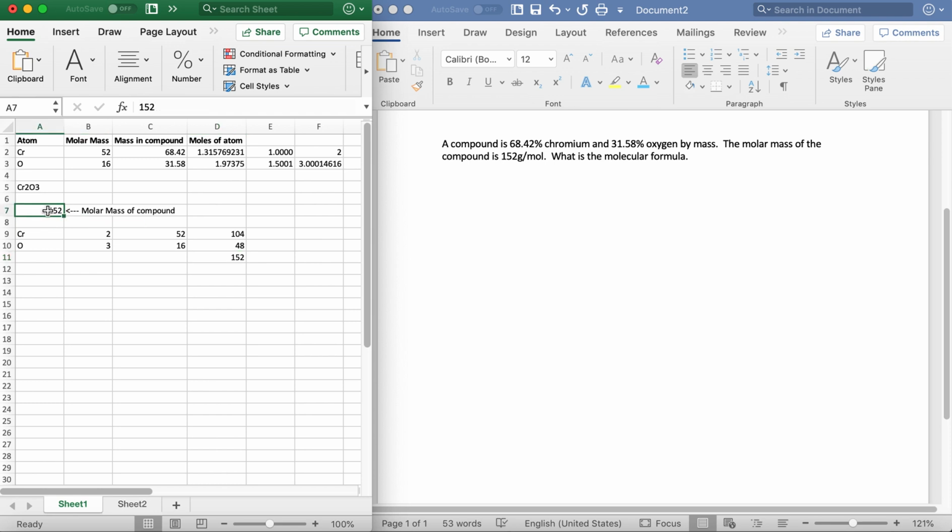152 grams per mole is also the molar mass of my compound, and 152 divided by 152 equals 1. 1 times Cr2O3 simply equals Cr2O3. So it turns out that in this case, my empirical formula was equal to my molecular formula.